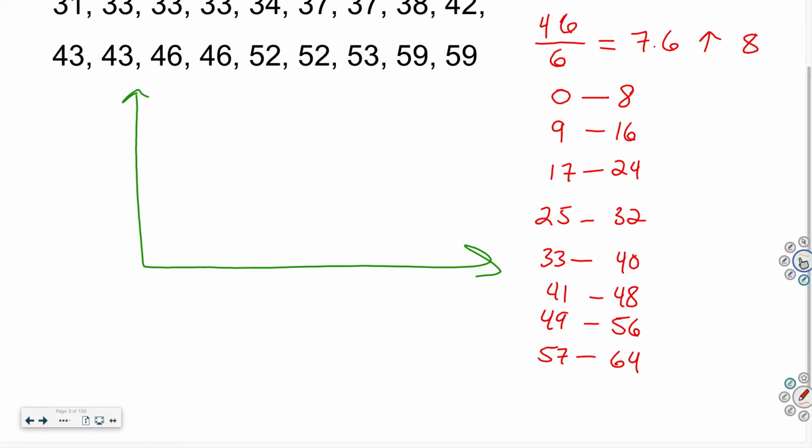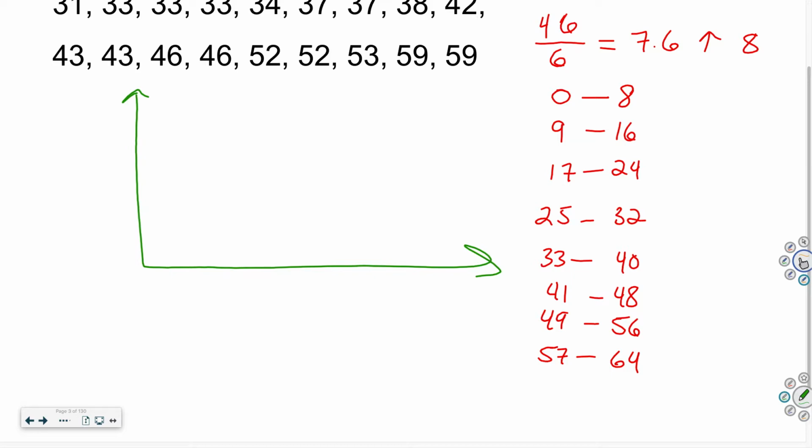So here's our intervals. 0 through 8, 9 through 16, 17 through 24, 25 through 32, 33 through 40, 41 through 48, 49 through 56, 57 through 64. Okay. What's our lowest number? 13, right? Our lowest number is 13. So our actual data is going to start at this first grouping. We won't use 0 through 8. We don't need it. We'll keep it there just for a second, but we won't use it.